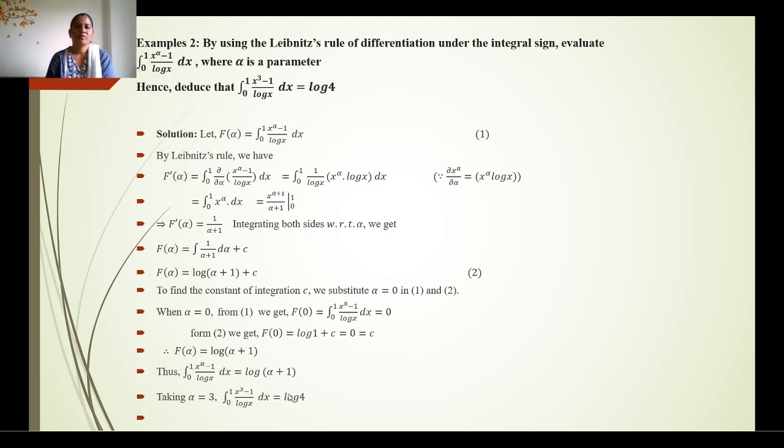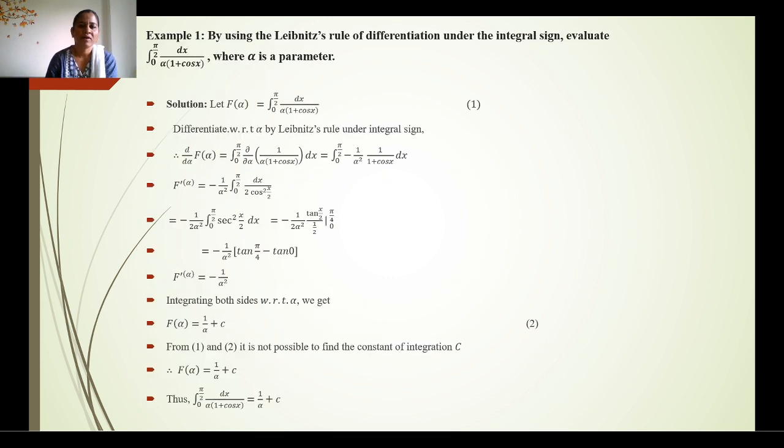Okay, we move on to the next problem, example 2. By using the Leibniz rule of differentiation under the integral sign, evaluate the integral from 0 to 1 of x to the power of alpha minus 1 by log x dx, where alpha is a parameter, and hence deduce that this integral function is equal to log 4. We have to deduce that from this given function. Okay, let us see the solution part.